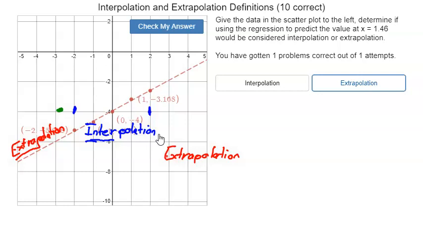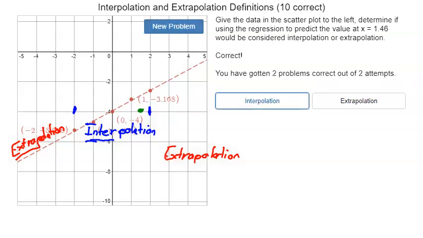Here I have x equals 1.46. Let me erase my old mark there. x equals 1.46 would be about right there, and you can see that that value is within the domain. And so the prediction at x equals 1.46 would be interpolation. If you are incorrect, it will show you that, so that you know it must have been the other one. And hopefully by the time you get 10 of these correct, you will have a little bit of an understanding of where these names come from.